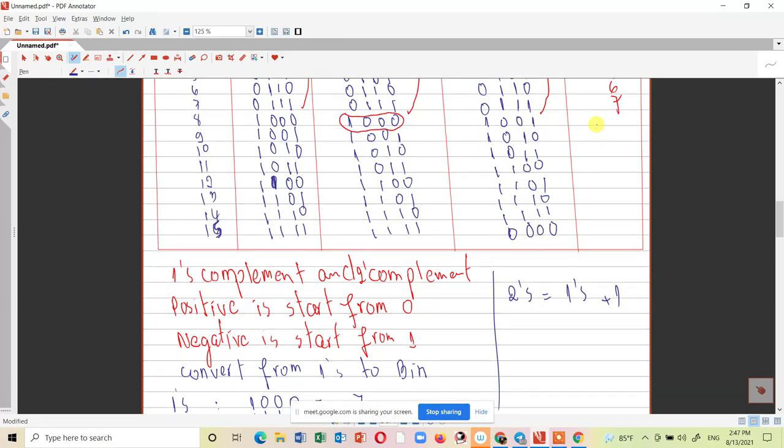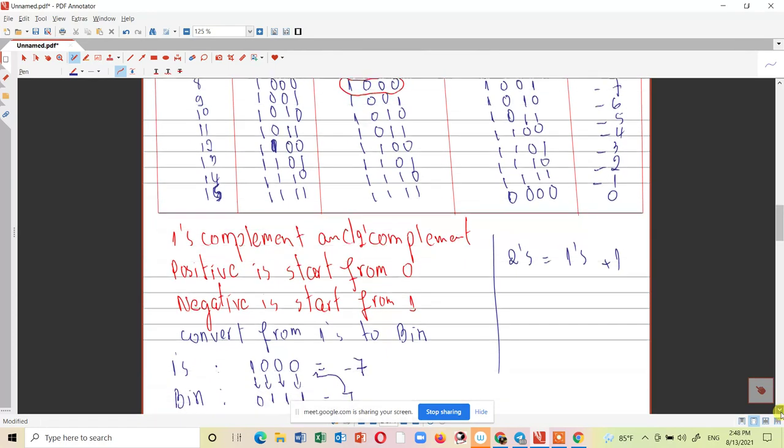And the value of this one's complement and two's complement is -7, -6, -5, -4, -3, -2, -1, and this one is 0. This is our value in one's complement and two's complement.